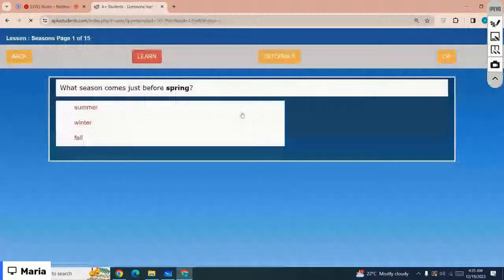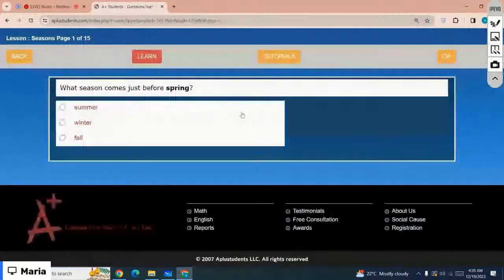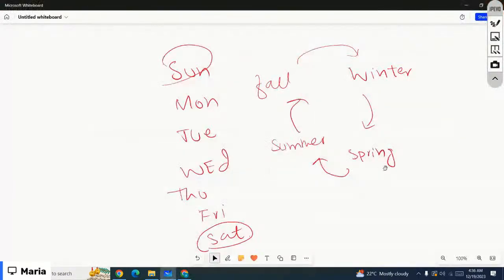Okay. Which season comes just before spring? You need to see which is the season before spring, right? Okay, so here is the spring, right? So before spring it is winter, right? The correct option is winter. Before spring it is winter. So the correct option is winter.